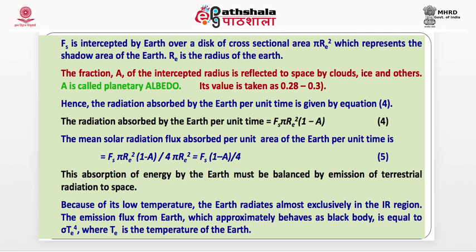A fraction A of the intercepted radiation is reflected to space by clouds, ice and others, and its value is 0.28 to 0.3. It could be 0.27 to 0.31, differing from book to book, from scientist to scientist, and this is known as planetary albedo or albedo. This is an important term, that is, this much amount of radiation is reflected back to space, not allowed to come out. The radiation absorbed by the Earth per unit time, the mean solar radiation flux absorbed per unit area of the Earth per unit time, is this.